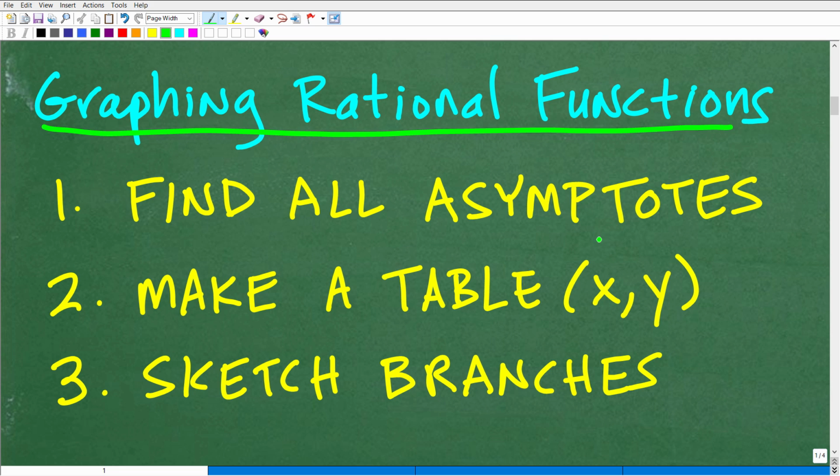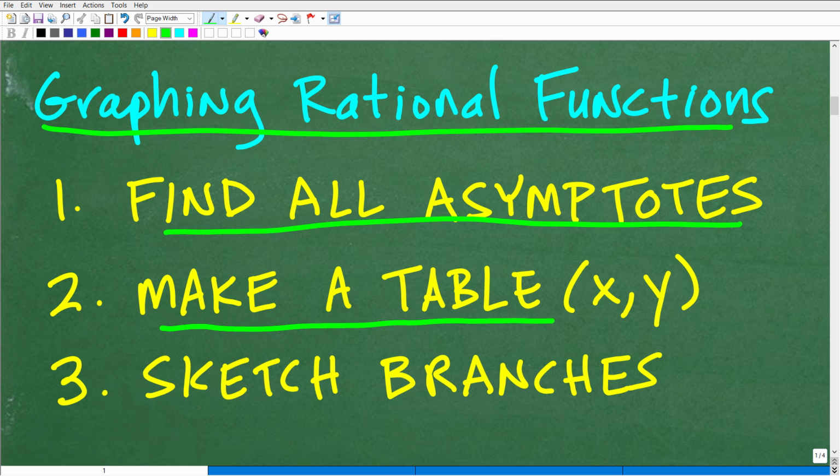Okay, so anyways, the first step is that we're going to search out and find all asymptotes. Sometimes a rational function will have no asymptotes. Sometimes it will have all different types of asymptotes. You just don't know. All right, the second thing we're going to do is make a table of values, of x and y points. A nice little xy table like so.